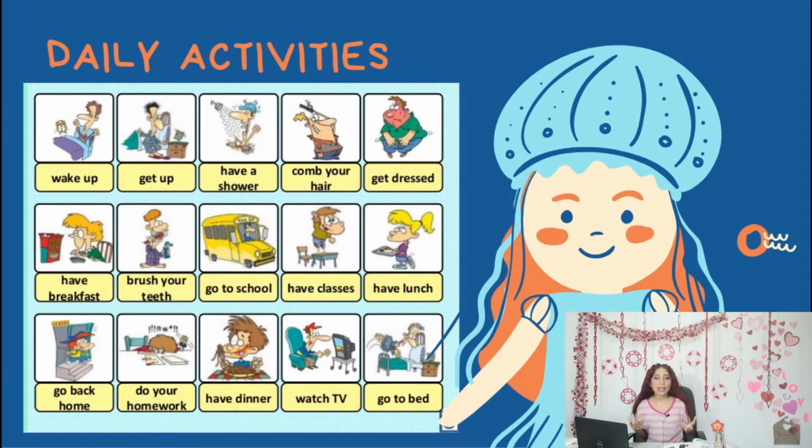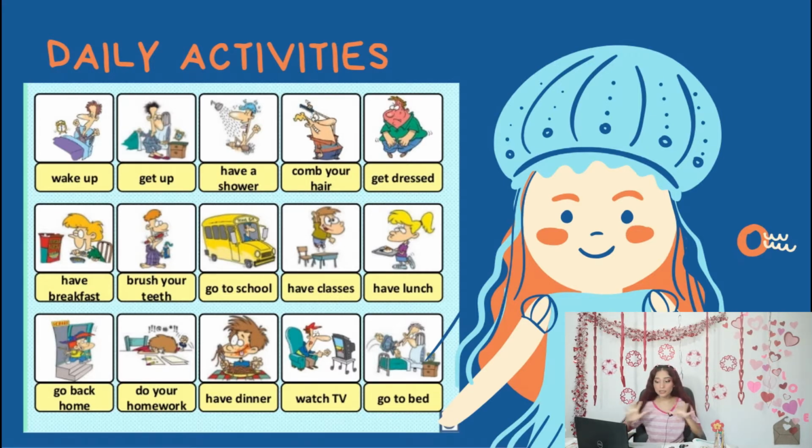What does daily mean? Daily means something that you do constantly, every day, or almost every day. For example, wake up. Of course, you wake up every day. And also, brush your teeth. You should brush your teeth every day, right? You should take a shower every day. You should have breakfast, have lunch, have dinner every day, okay? These are things that you do commonly.